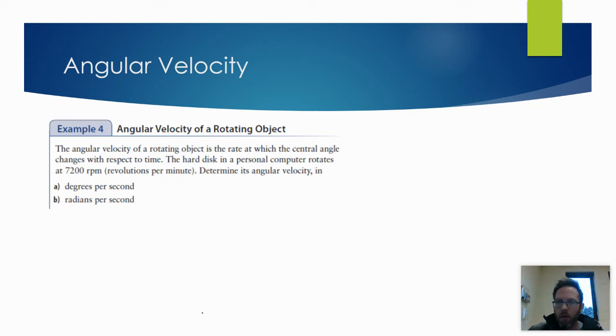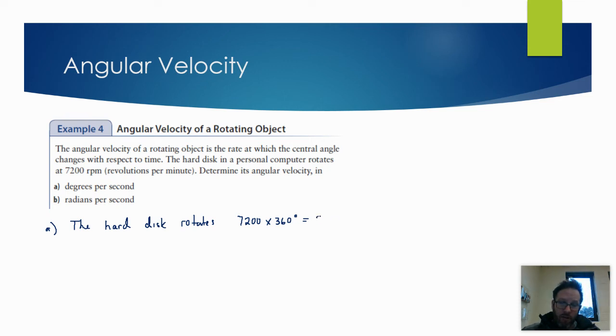Part A. There we go. Let's do part A. So 7,200 revolutions. How many degrees is that? So let's find out. The hard disk rotates how many degrees? So it's 7,200 times. This hard disk rotates 360 degrees. That's a lot of degrees. 7,200 times 360.